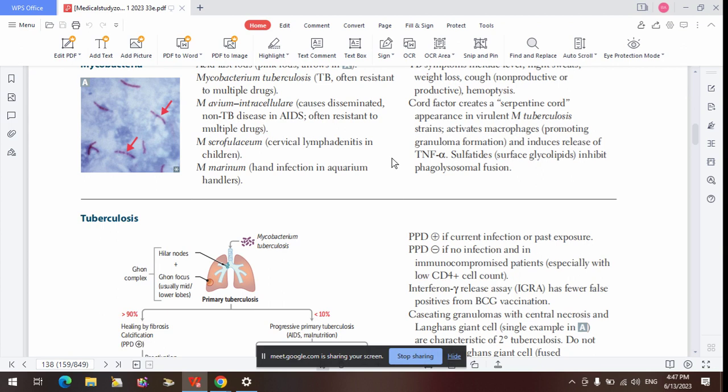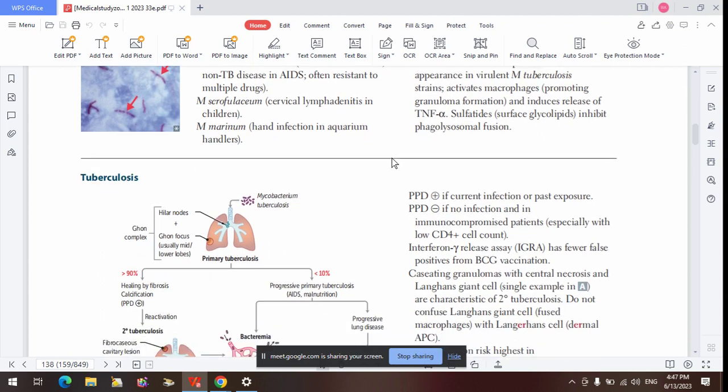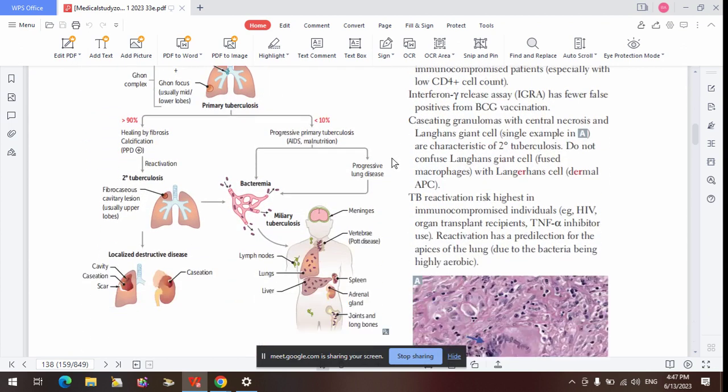So silicosis inhibits phagolysosomal fusion. So they are very, very predisposed to developing tuberculosis because of that. Don't forget. Okay, so the sulfatide is just like acting like silicosis too. Sulfatides prevent phagolysosomal fusion. So let's go to the tuberculosis infection itself.